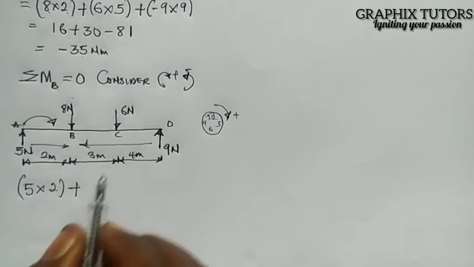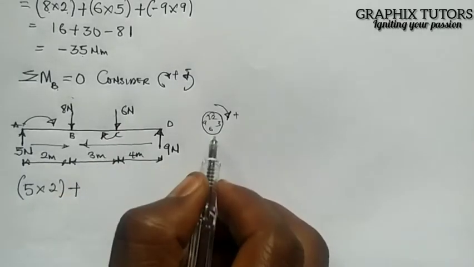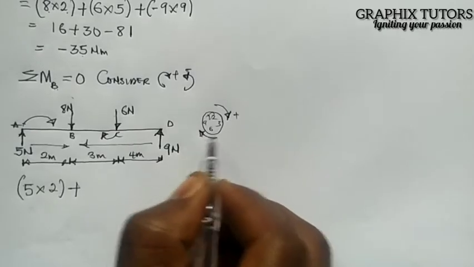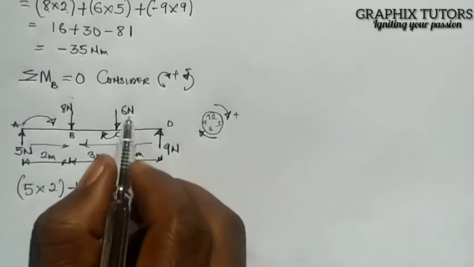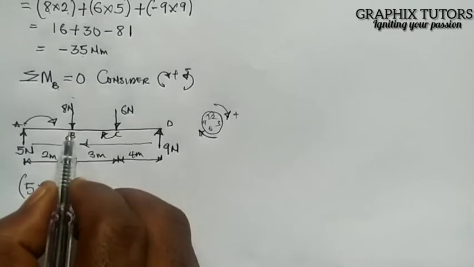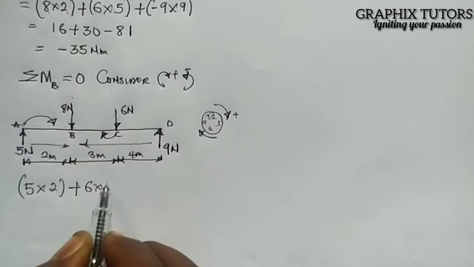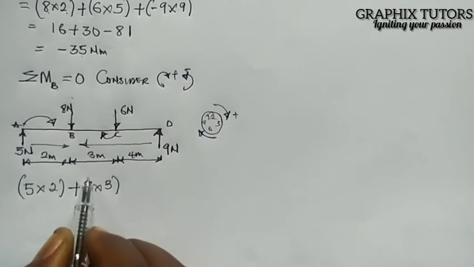Plus, the next one is C. C is coming like this, and if you come here, C is going like this, right? And that is still clockwise. So it will be 6 times the distance of C to B where I took the moment. So 6 times from here to here is 3. Now put my 3.